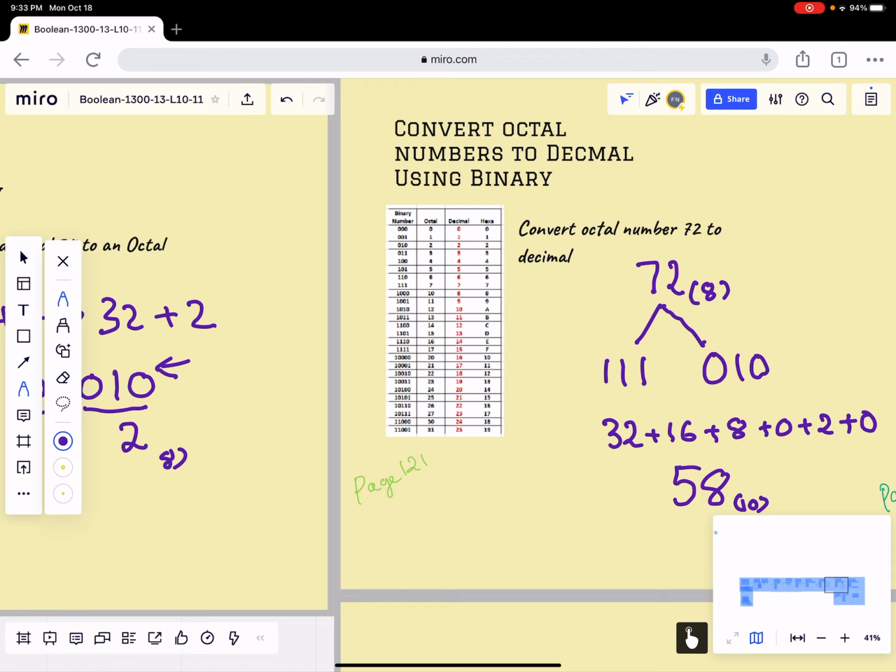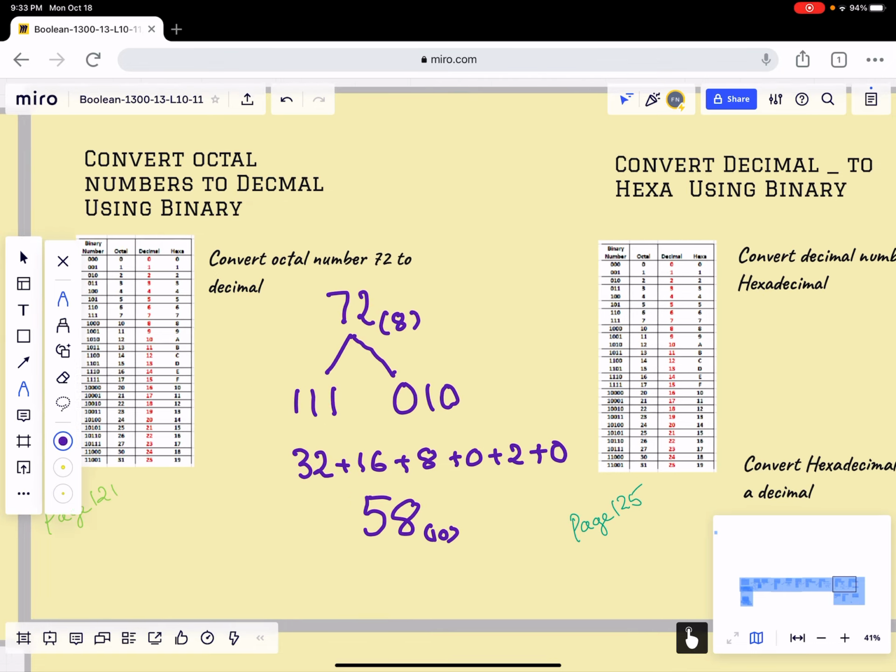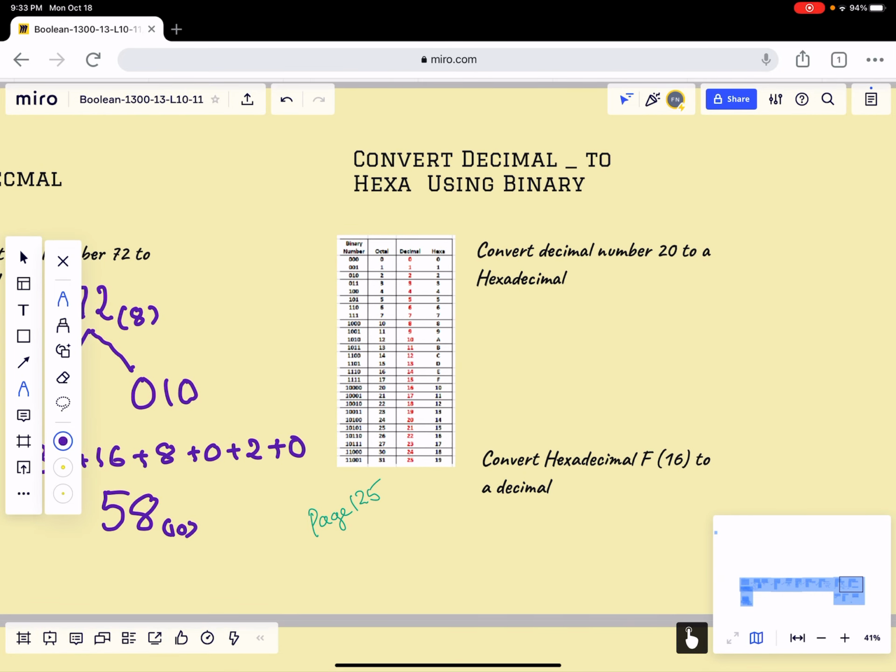So make sure that in octal number, you have to group 3 bits together. All right, next move on to page 125. You want to convert the decimal to hexa using the binary. So the decimal number is 20, and you want to change to hexa. But before you change to hexa, you change to binary first.